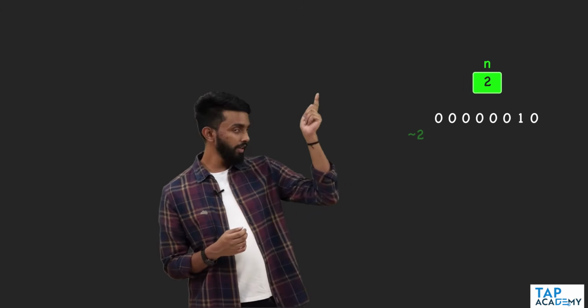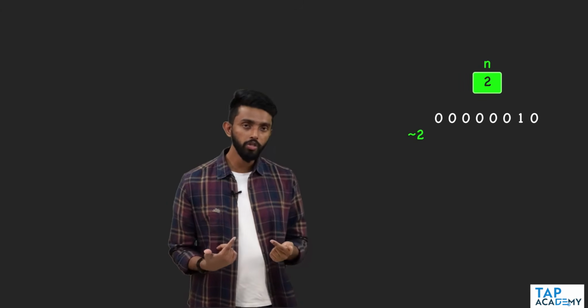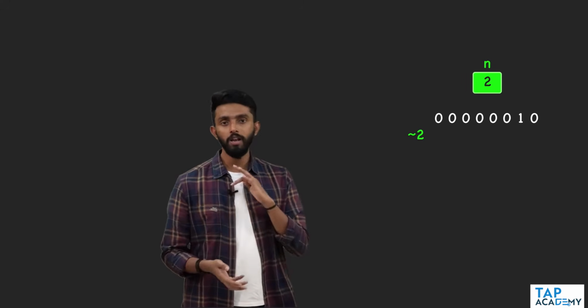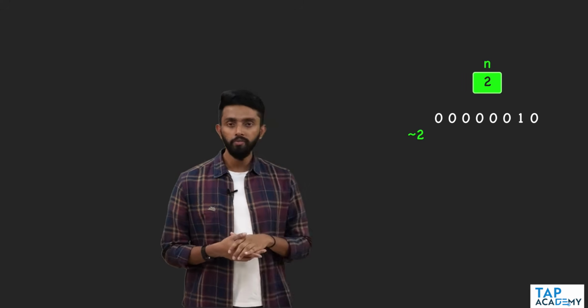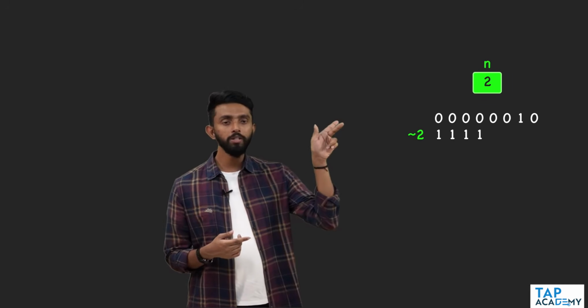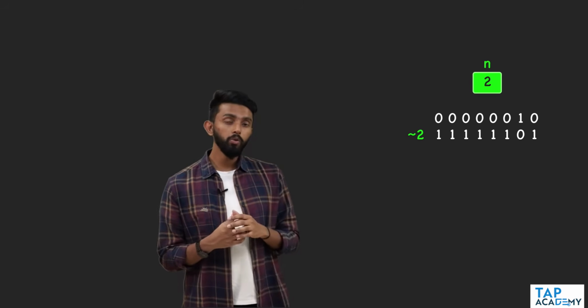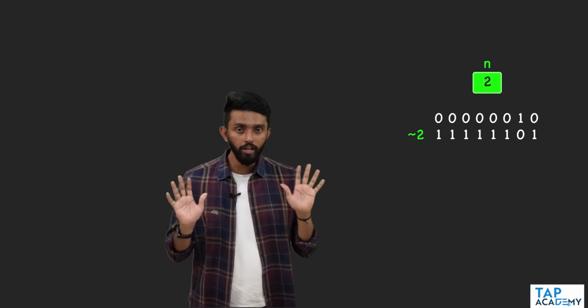Let me take a value 2, for example. 2 in binary is basically 6 zeros and then 1 and 0 in the end. Now, if I do negation of 2, the negation operator flips the bits. It's like 1's complement. So when it flips all the bits, all zeros become 1's and all 1's become zeros. Now you can see that is the negation of 2 in binary.